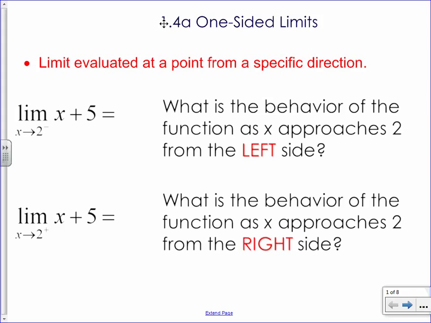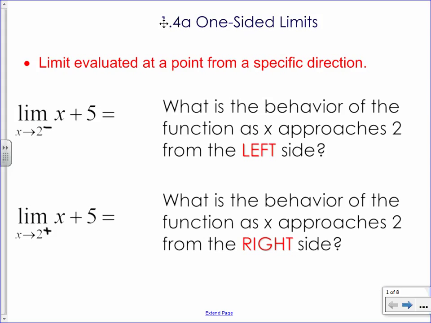I have two limits here. What I want you to notice is this symbol right here, which is why I'm highlighting it for you. If you see the limit as x approaches a value with a little negative as a superscript, that means we're looking at the left-hand limit. So what are we approaching just from the left side?